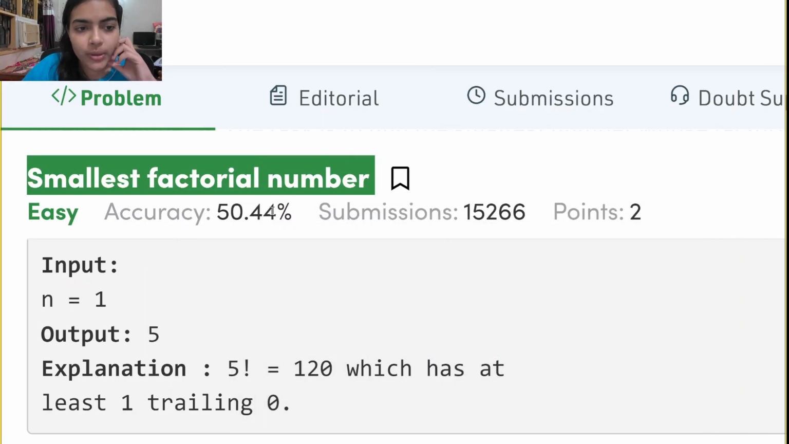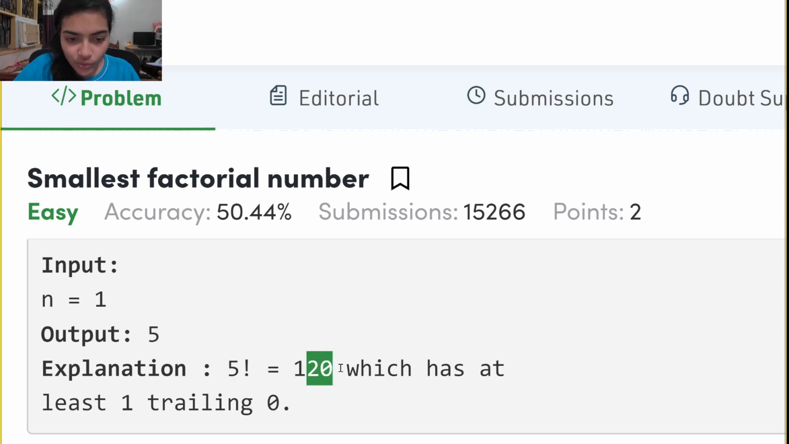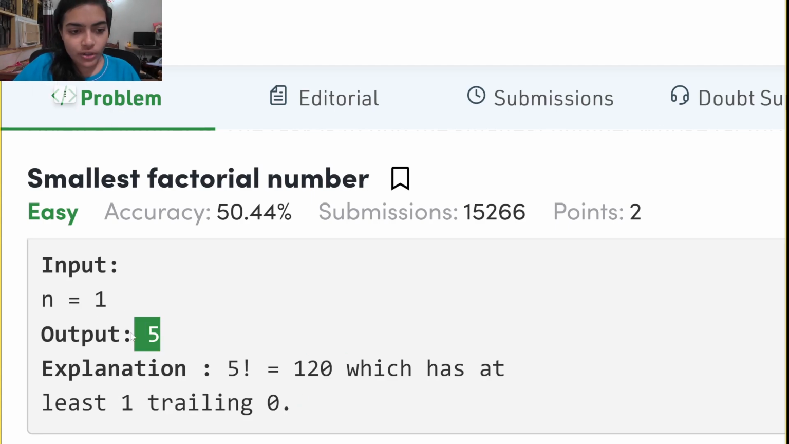Today we are going to do the problem which is called smallest factorial number. Let's take an example. Input is given n equal to 1. The output is 5 because 5 factorial is equal to 120 which has 1 trailing 0, right? So in this case the last digit is 0 which is called a trailing 0. So that's why the output is equal to 5.